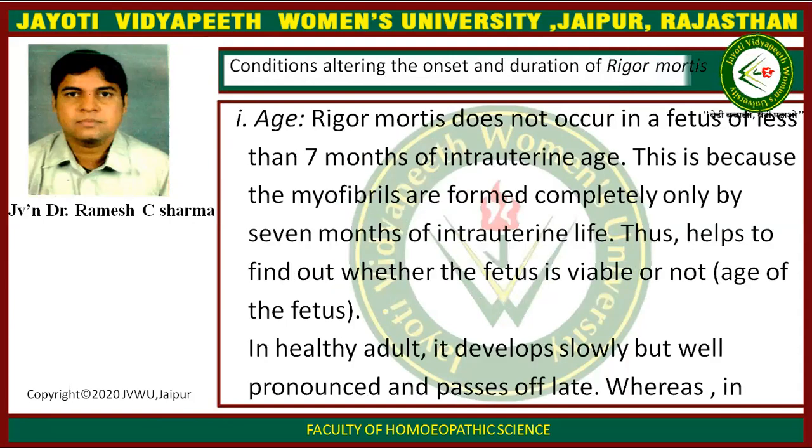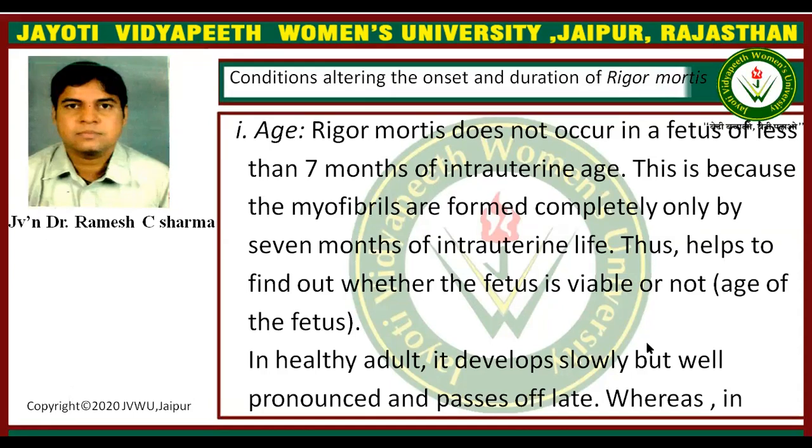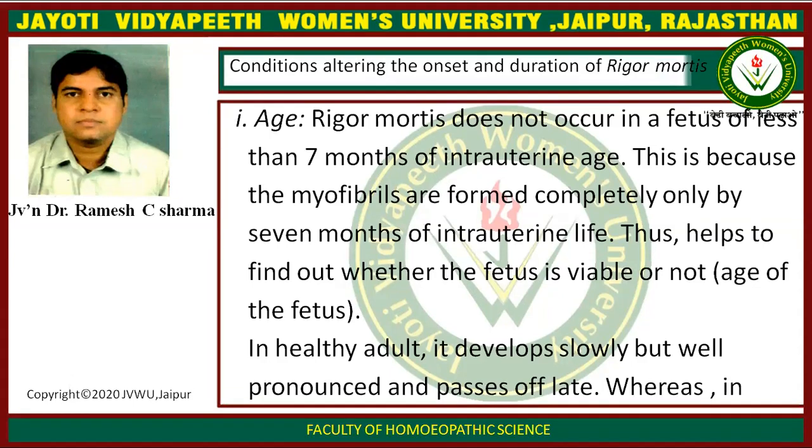Conditions altering the onset and duration of rigor mortis. First is age. Rigor mortis does not occur in a fetus of less than 7 months of intrauterine age. This is because the myofibrils are formed completely only by 7 months of intrauterine life. Thus, it helps to find out whether the fetus is viable or not. Age of fetus.